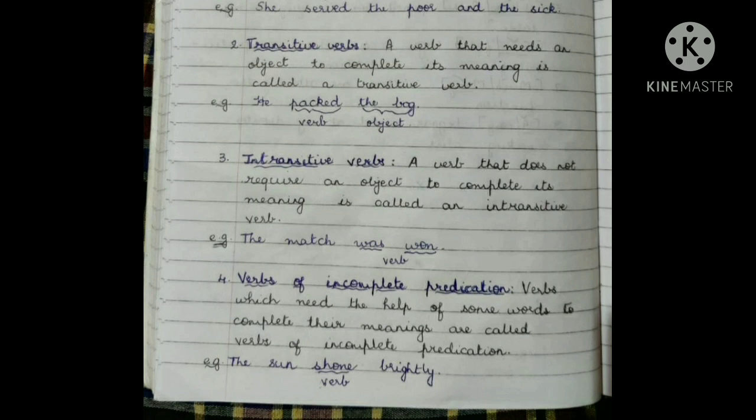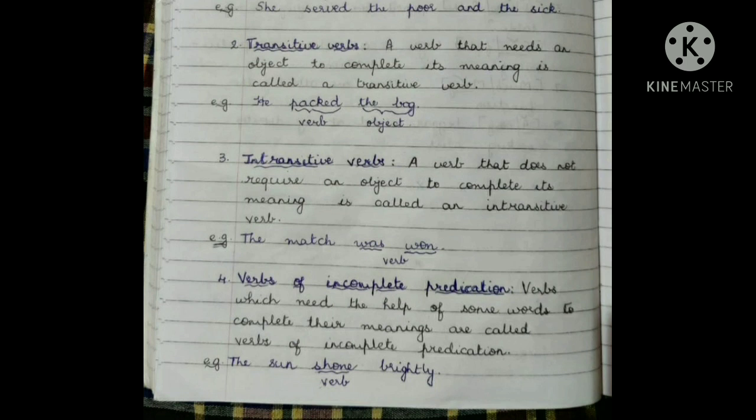Now the next one is intransitive verbs. A verb that does not require an object to complete its meaning is called an intransitive verb. The verb itself makes complete sense in a sentence. The match was won. So, was won. It makes complete sense and it gives us the meaning of the sentence. So it is an intransitive verb.